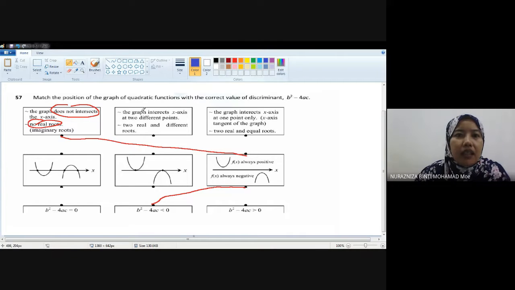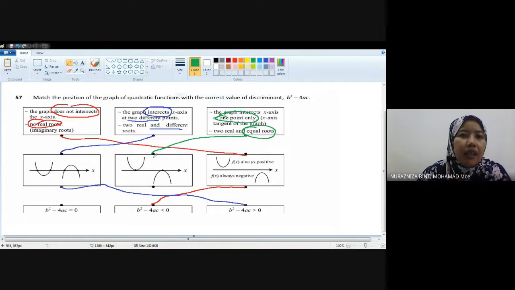Okay, for the second graph, the graph intersects the x-axis at two different points, so it has two real and different roots. So the graph will be the first graph, and the discriminant is b square minus 4ac greater than 0. Okay, the third graph intersects the x-axis at one point only, so it has equal roots. Therefore, the graph will be the second diagram, and the discriminant is b square minus 4ac equal to 0. Okay, so I hope you already know this one.